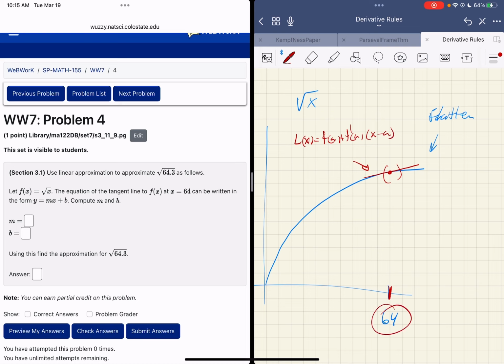Okay, and a is the nice number. A should always be something nice that you can compute, and x is going to be something that's a little bit grosser. So in this case, that's going to be the 64.3. Okay, and it's even grosser if I write it because my penmanship is so bad. Okay, so let's plug in all the stuff. But this requires us to do a little bit.